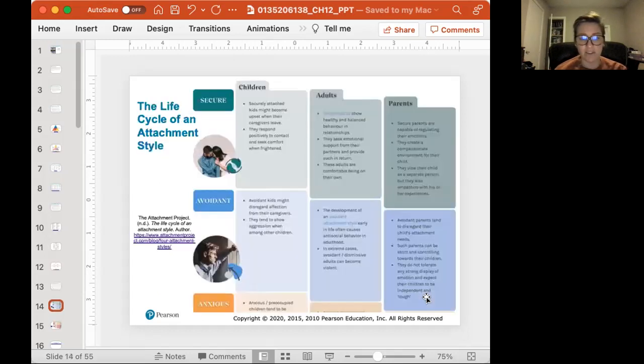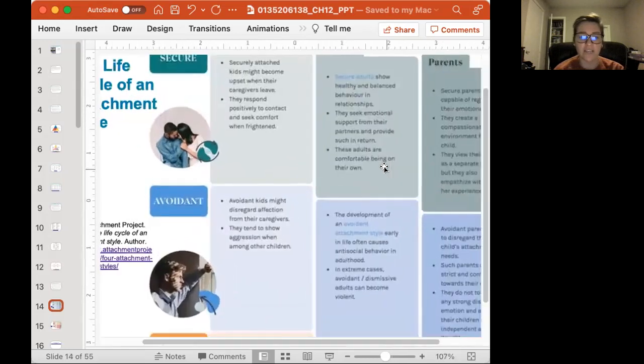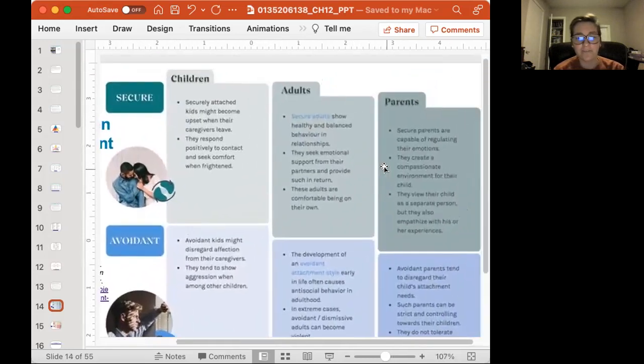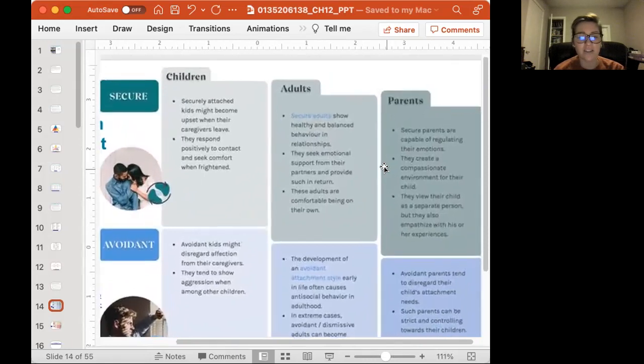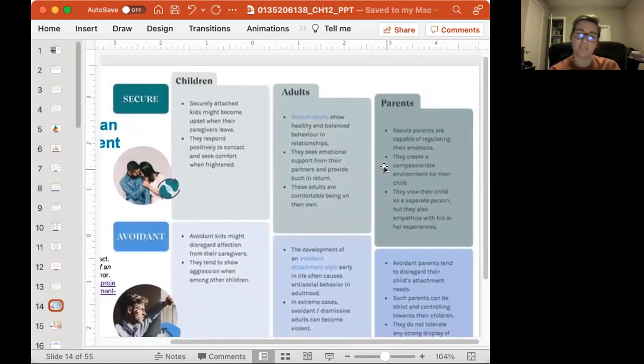So I found this next image, a pretty cool graphic from the Attachment Project. It's called The Life Cycle of an Attachment Style, and it shows how they are as children versus as an adult versus as a parent. So I'm going to zoom in a little bit, and there's a second slide for this. Secure children are securely attached kids that might become upset when their caregivers leave. They respond positively to contact and seek comfort when they are frightened. When they're adults, secure adults show healthy and balanced behavior in relationships. They seek emotional support from their partners and provide such in return. These adults are comfortable being on their own.